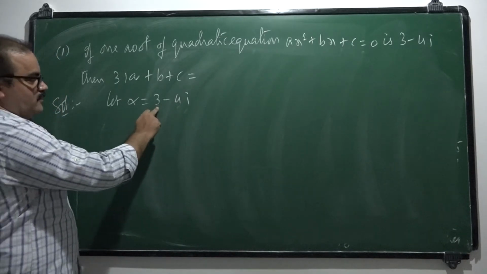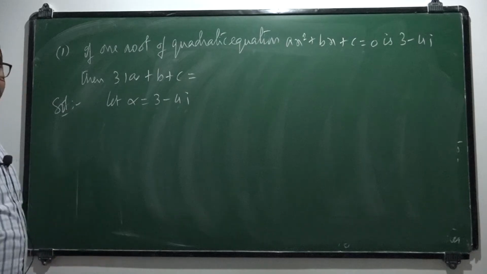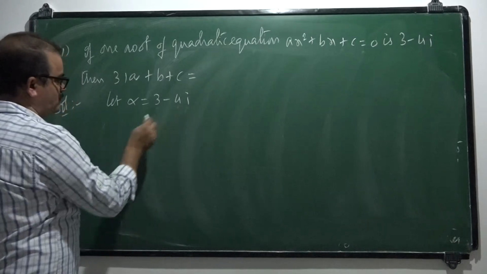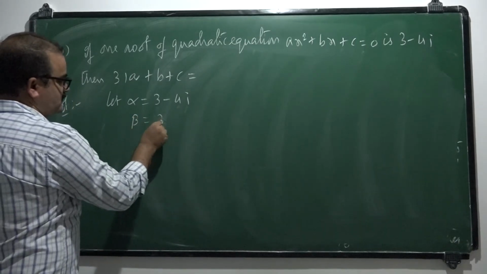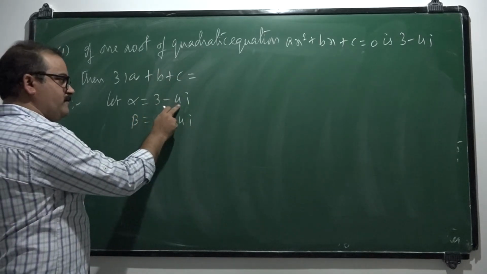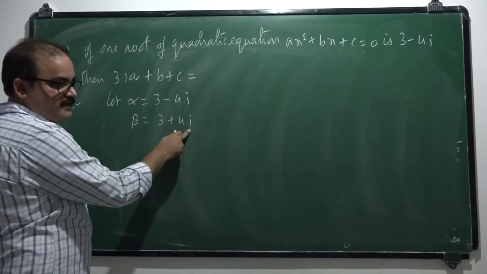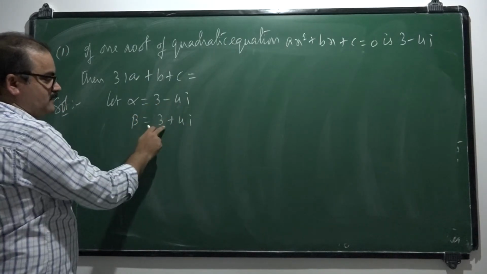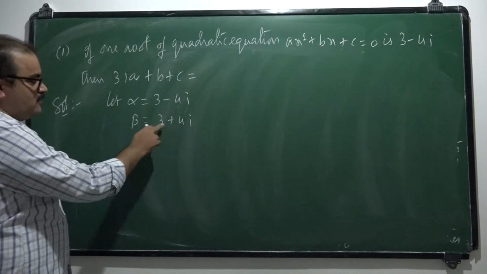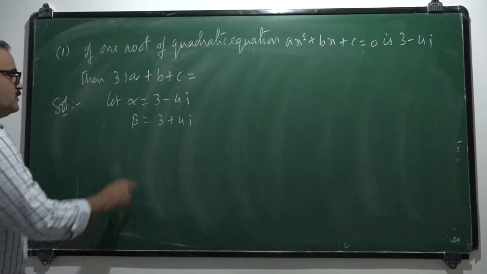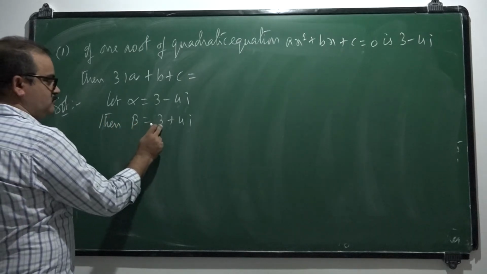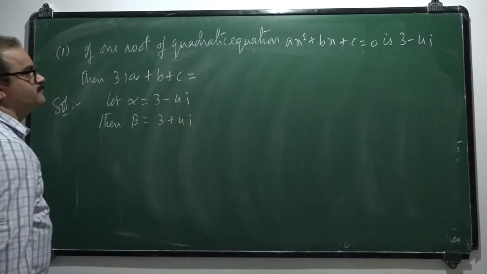We know complex roots are always conjugated to each other. If 3 minus 4i is one root, then the other root is 3 plus 4i. It's conjugate. The conjugate of a minus bi is a plus bi. The conjugate of a plus bi is a minus bi. Just on changing the sign of the imaginary part, we get the conjugate root. If alpha is one root, then the other root beta is equal to 3 plus 4i.